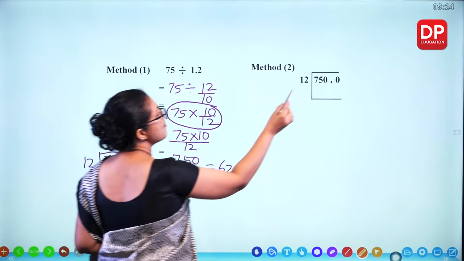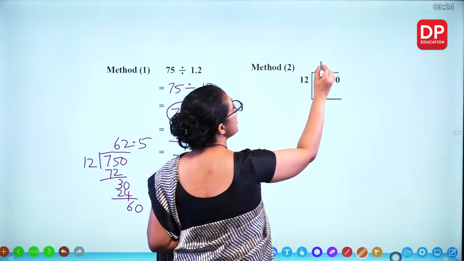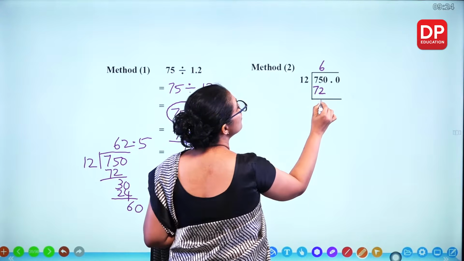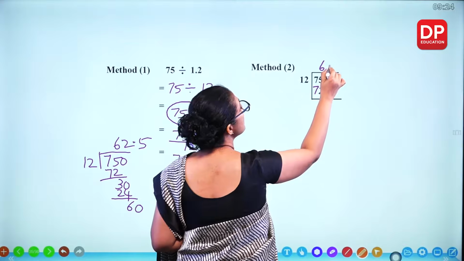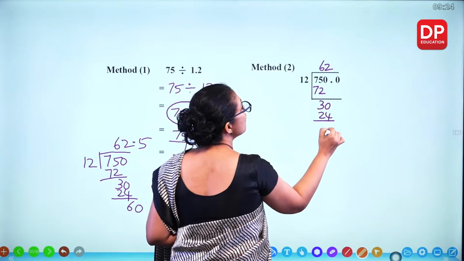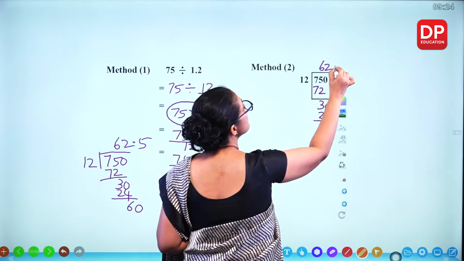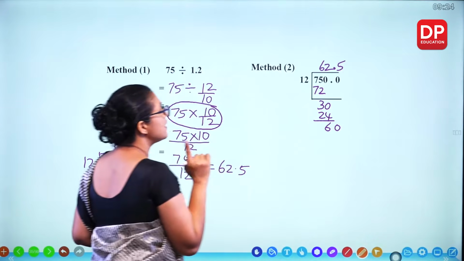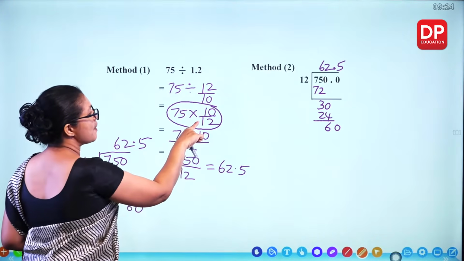750 divided by 12. So 12 times 6, 72, 3 remaining 30, that's 2, 24. For 60, that's 5. So 62.5 also you can get from this step.